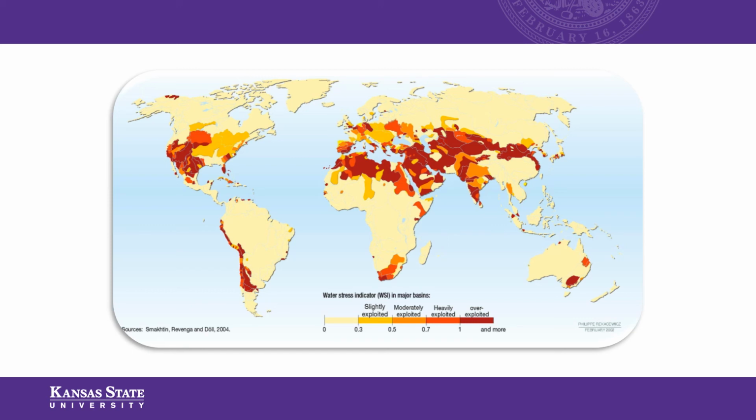And so many places around the world are actually already under water stress. There are also places in the world that are living in water scarcity. You can see with this global map, you can find Kansas in there, and we're actually already fairly heavily exploiting our freshwater systems here in the Midwest through our agricultural practices.